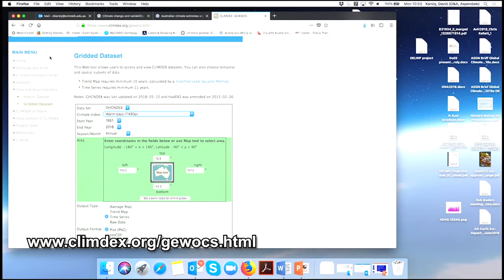it's hosted at a server at the University of New South Wales. It has both gridded and station-based data sets. So station data set, gridded data set. When you click on view and download data, yes, you can download all the data if you want, but you can also view it.